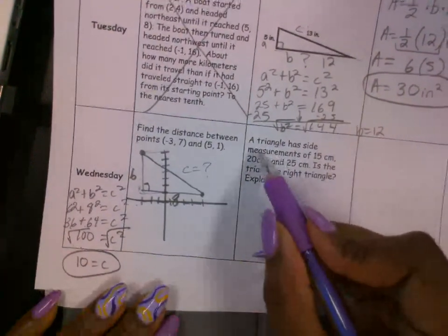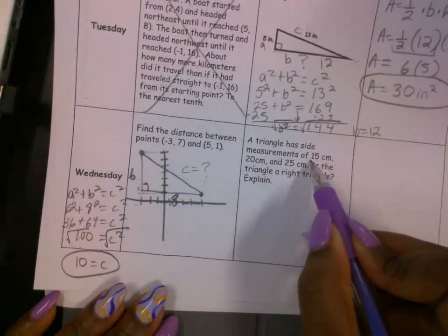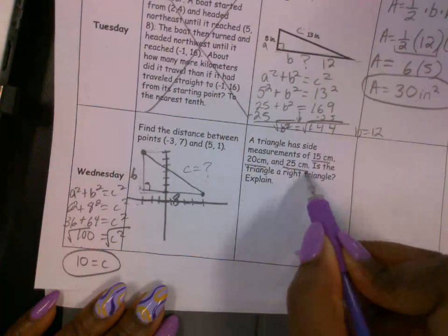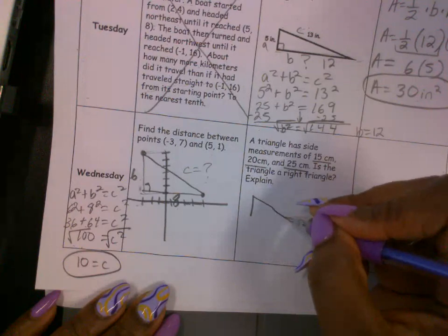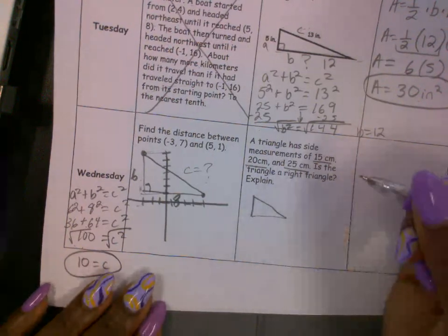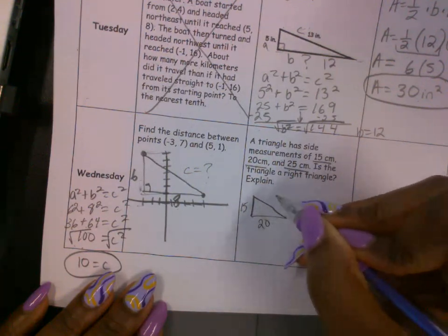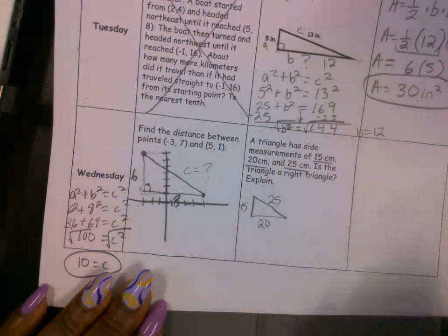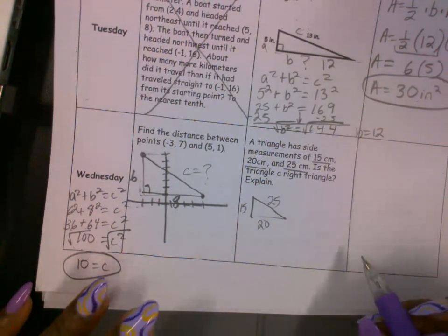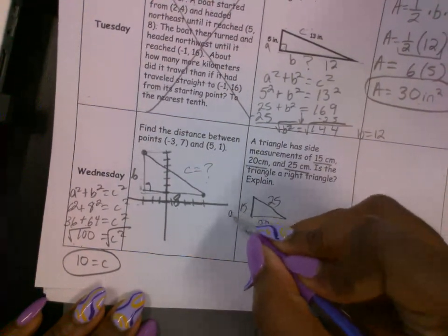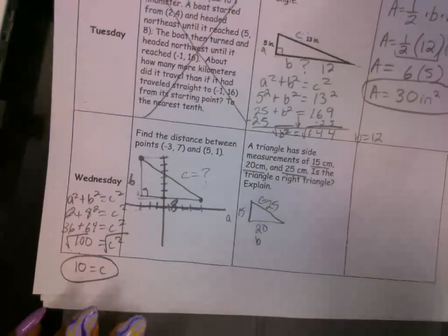All right, let's look at this one. A triangle has side measurements of 15, 20, and 25. So I'm going to draw a triangle. 15 is the smaller one, then 20, and then 25 is the longer one. That's your side C. Is this a right triangle? So let's see if it's a right triangle. This is A, this would be B, and this would be C. We don't know if it's right yet.